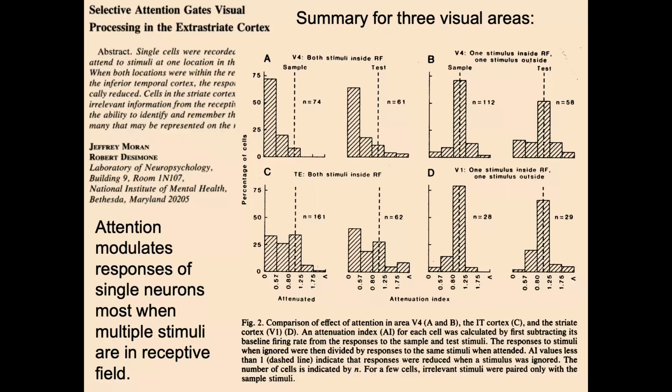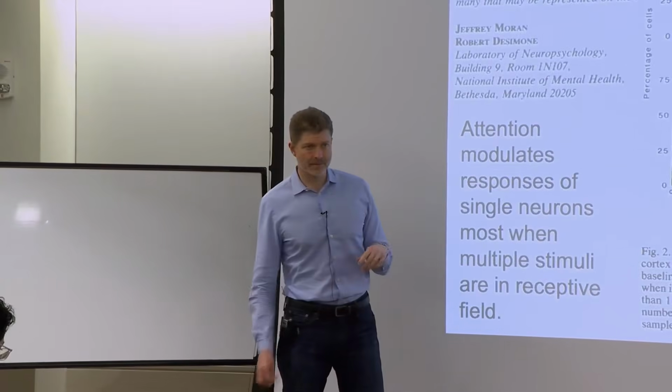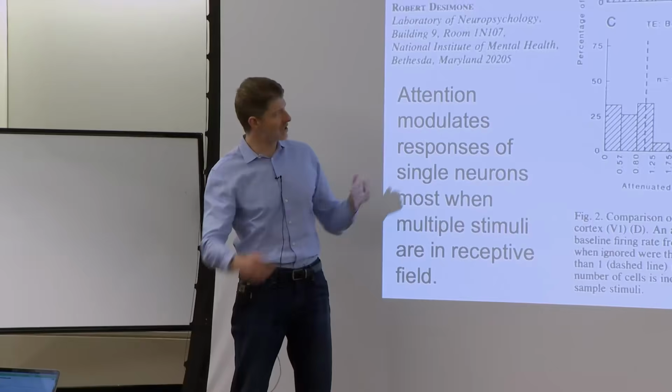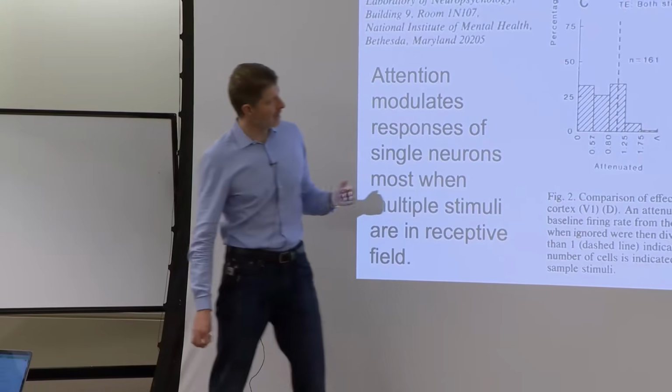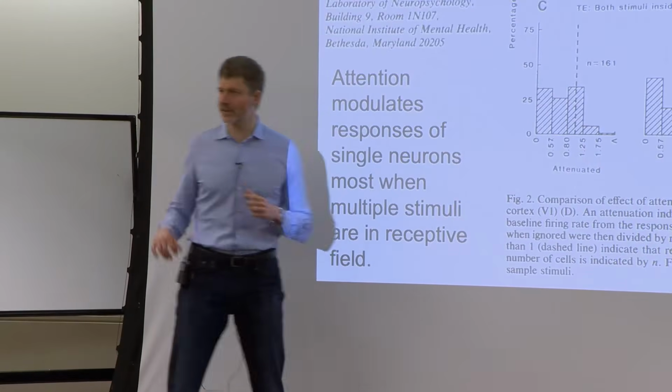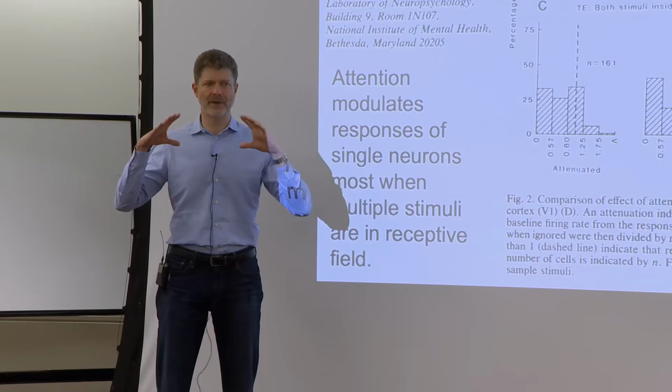Now they looked at the same thing in area TE, which is part of inferotemporal cortex, sort of one or 2 stages beyond V4. Okay? Now, when you get to inferotemporal cortex, you probably remember that the receptive fields are very large.